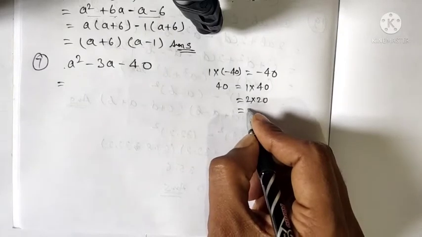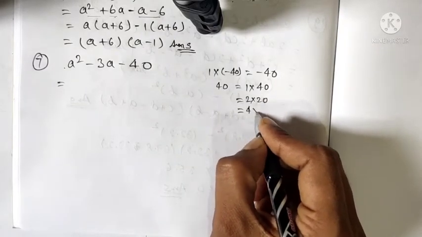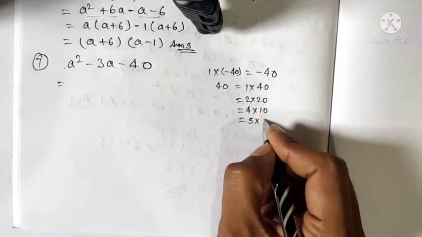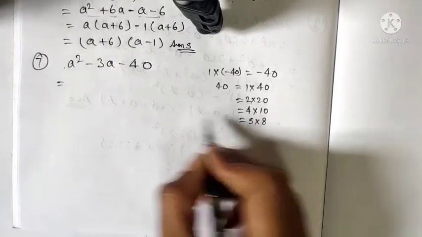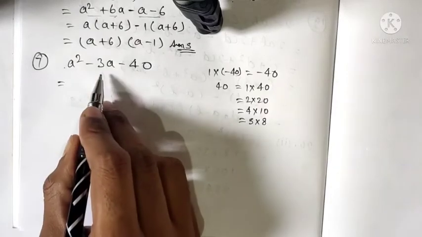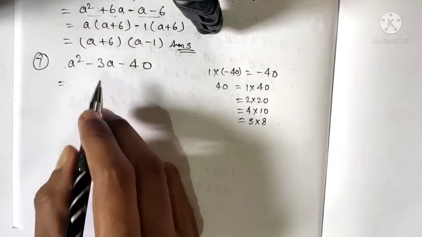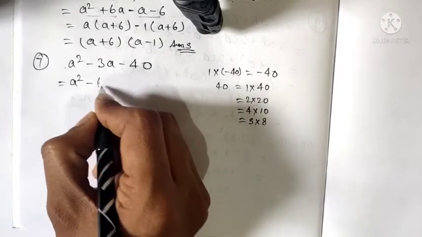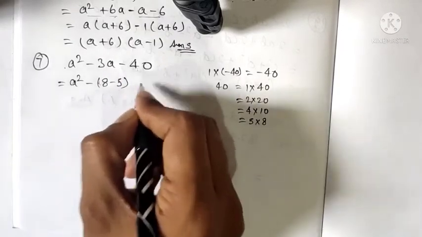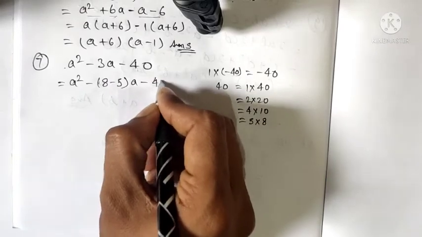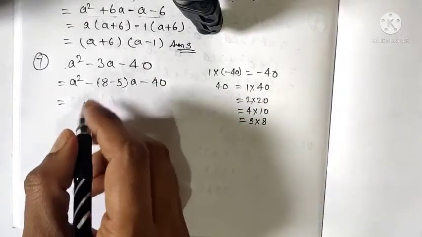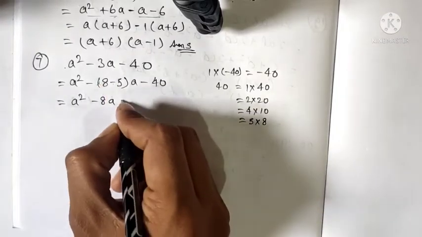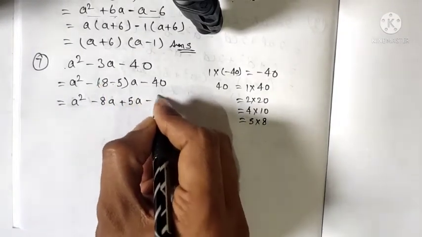2 into 20, 20 minus 2 is 18. 4 into 10, 10 minus 4 is 6. And 5 into 8, so 8 minus 5 is 3. Now we can write it as 8 minus 5a minus 40. That implies a square minus 8a, minus into minus plus 5a minus 40. Now take common.